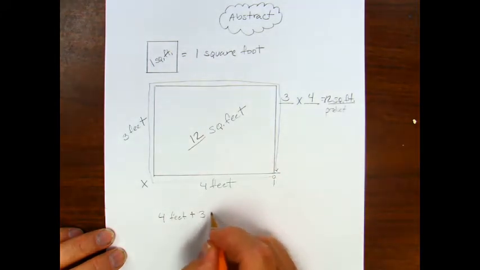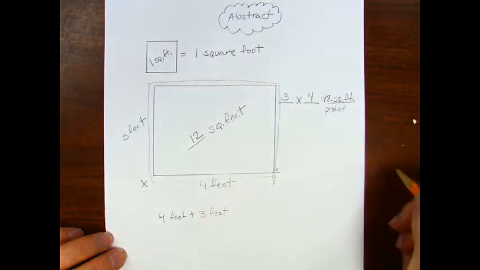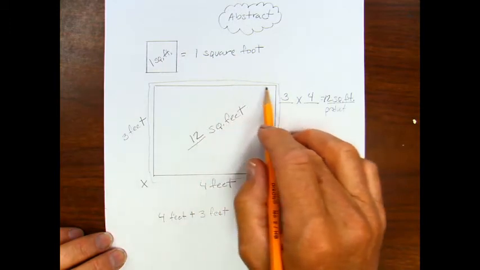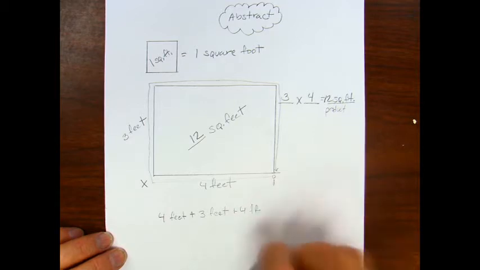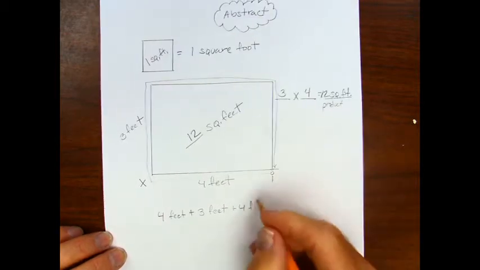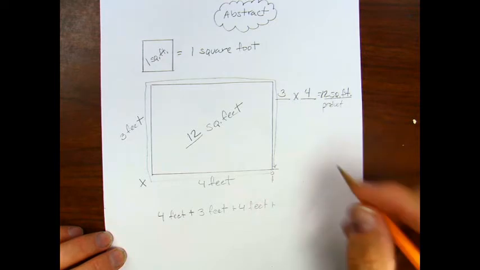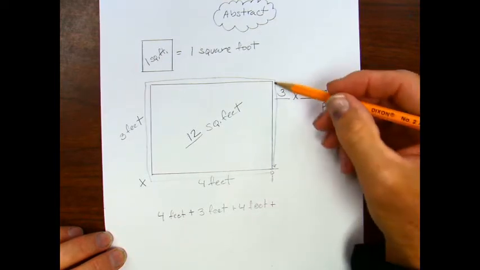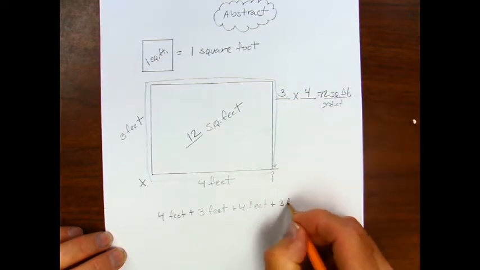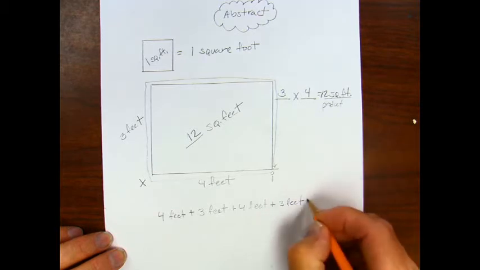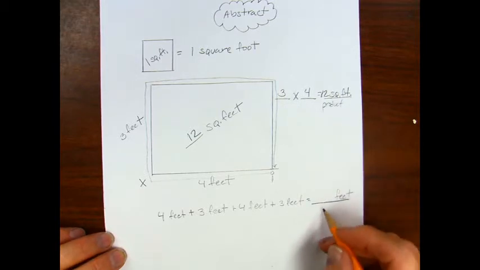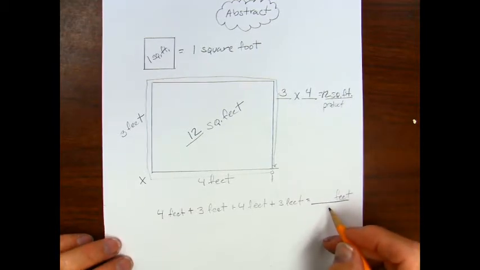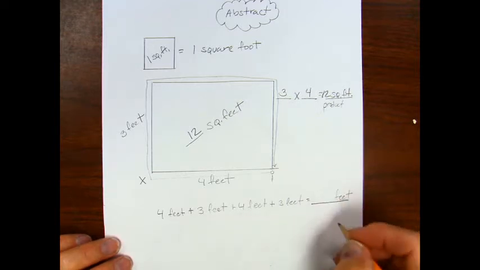Then we're going to go along this side. That's going to be another 4 feet. And then we're going to add this last side, which is another 3 feet. And that's going to give us our, what do we say when we do addition? What do we call the outcome of that? When we add numbers together, what do we call that in math terms? We call that the sum. Our sum is going to be in feet.